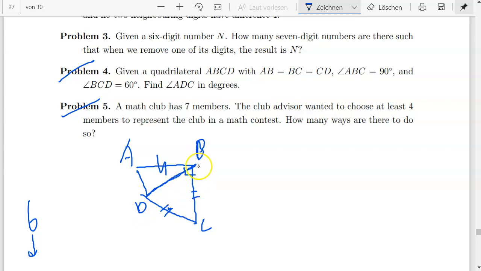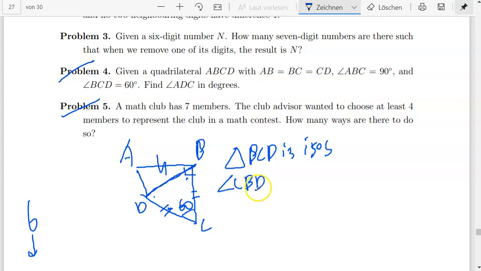So we can look at the triangle BCD. So triangle BCD is isosceles. I'll just write the short form. Why? Because we see that BC equals to CD and then this is 60 degrees. So this means that angle CBD and angle CDB are of the same value. So we will have angle CBD is equal to (180 minus 60) divided by 2, which is actually 60. So this is 60 and this is also 60. So now what happens is that BD is actually also equal to AB, BC, CD. So this is an equilateral triangle.